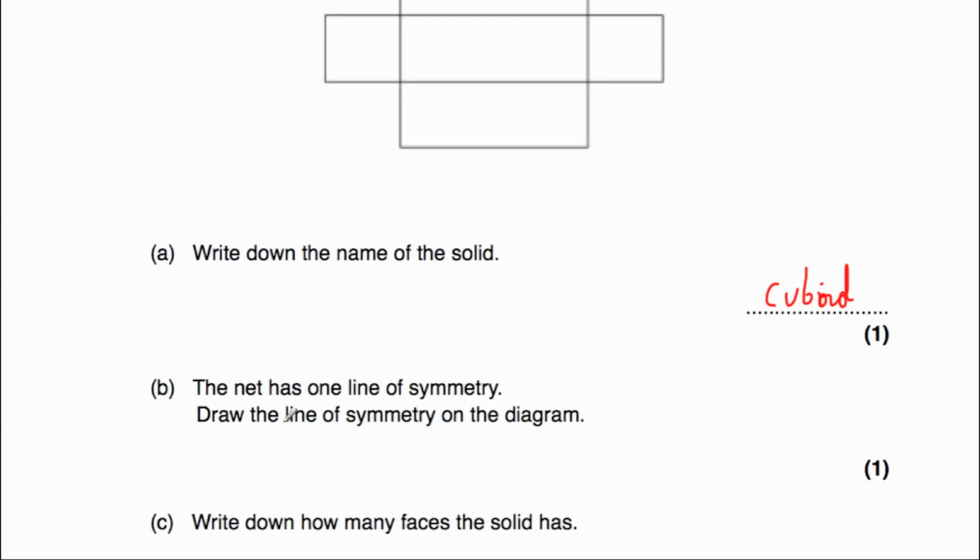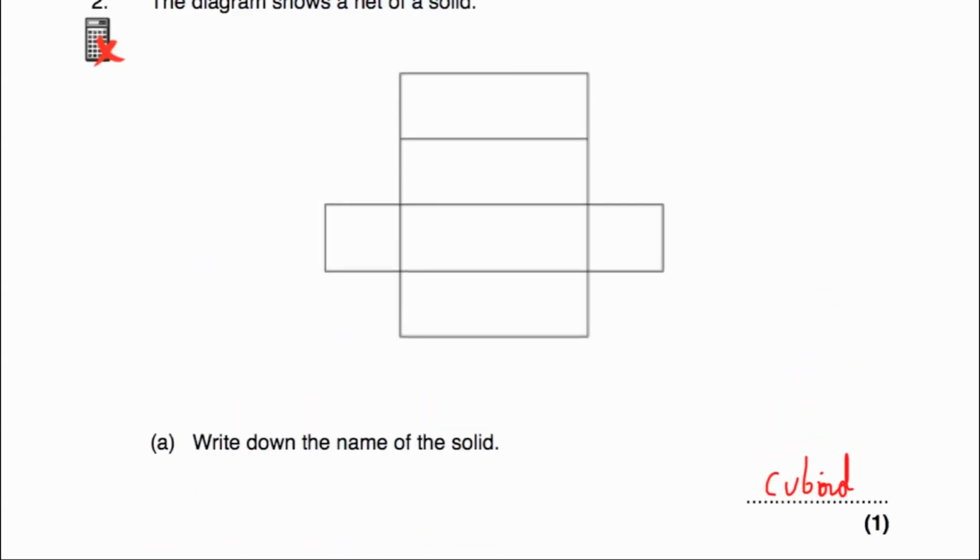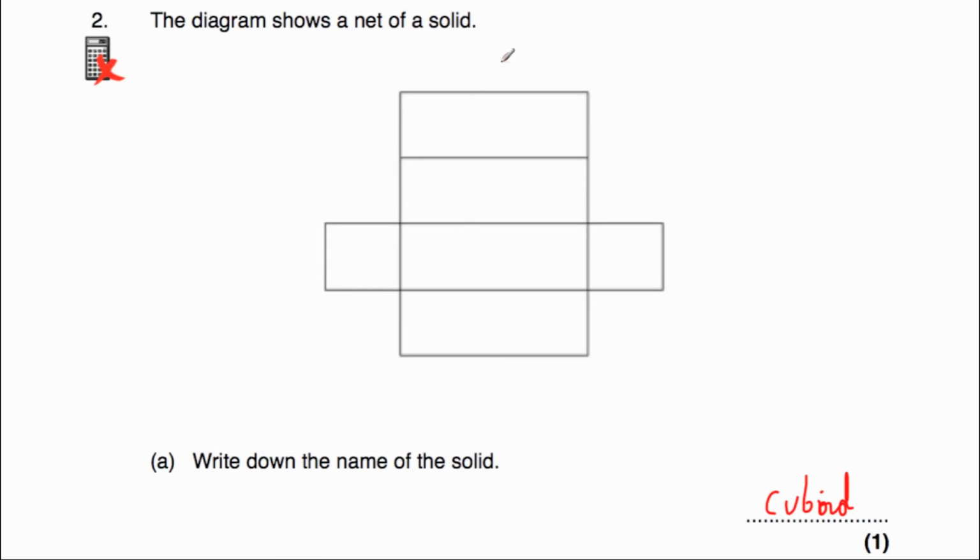Question 2b says the net has 1 line of symmetry. Draw the line of symmetry on the diagram. If we have a look at this net, it would have a vertical line of symmetry going straight down the middle like so. That would be its line of symmetry, because it's identical on both sides. It could fold over on top of itself.